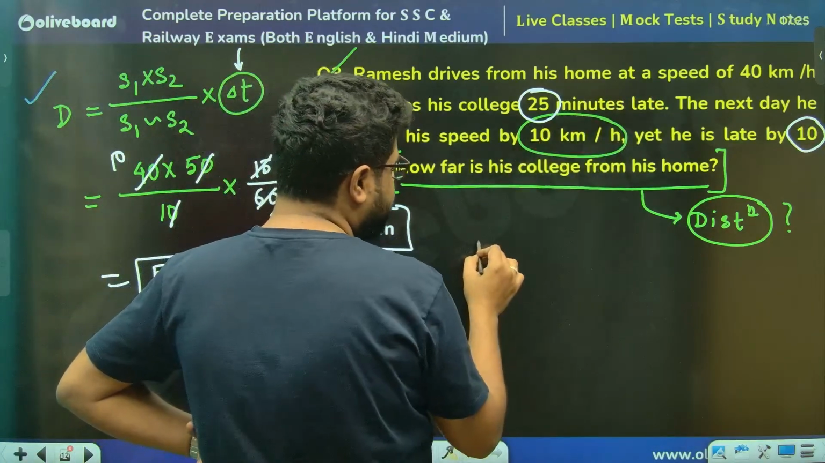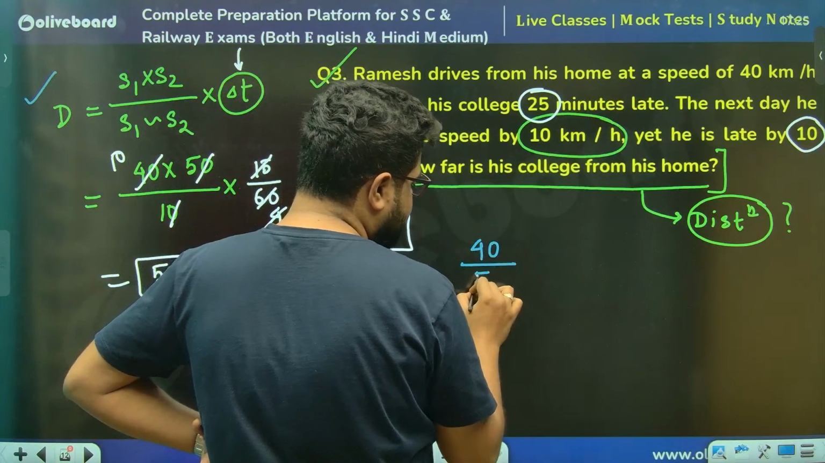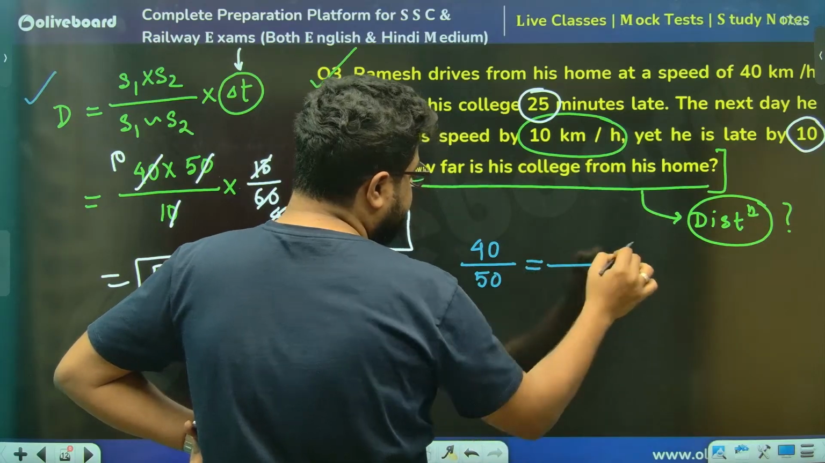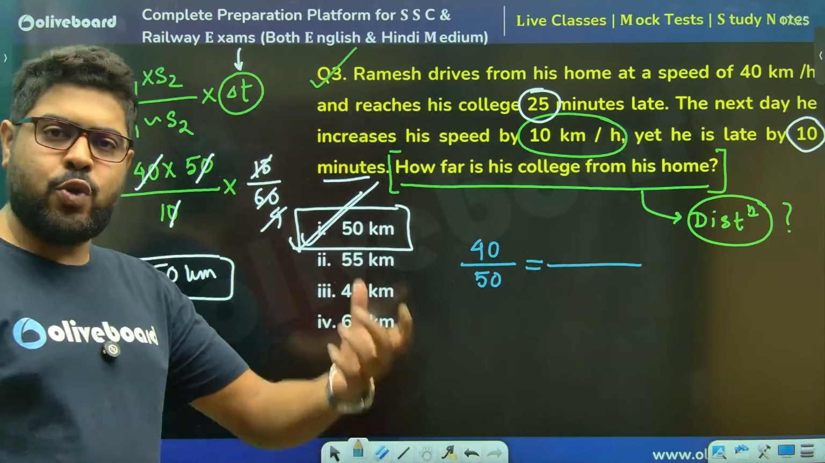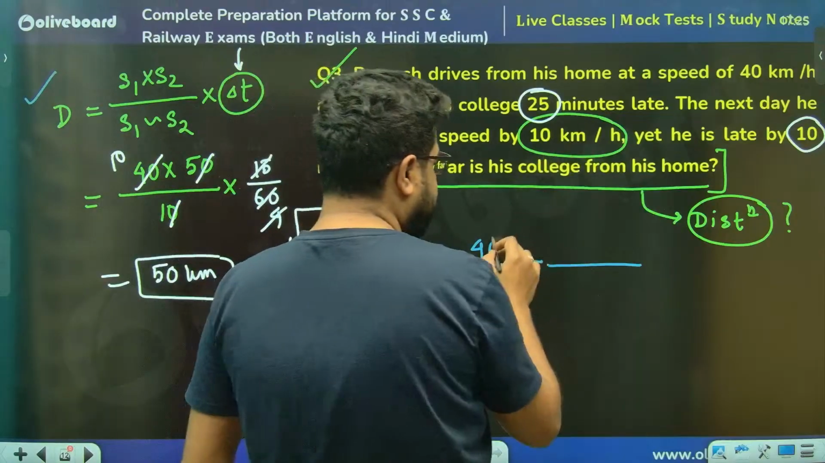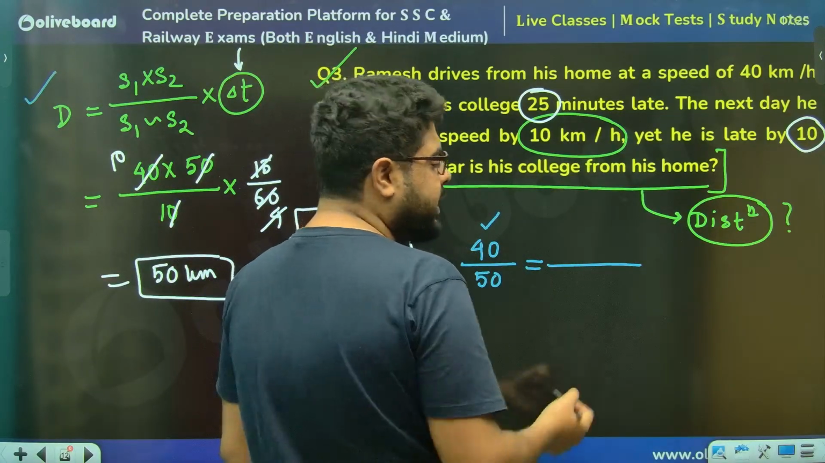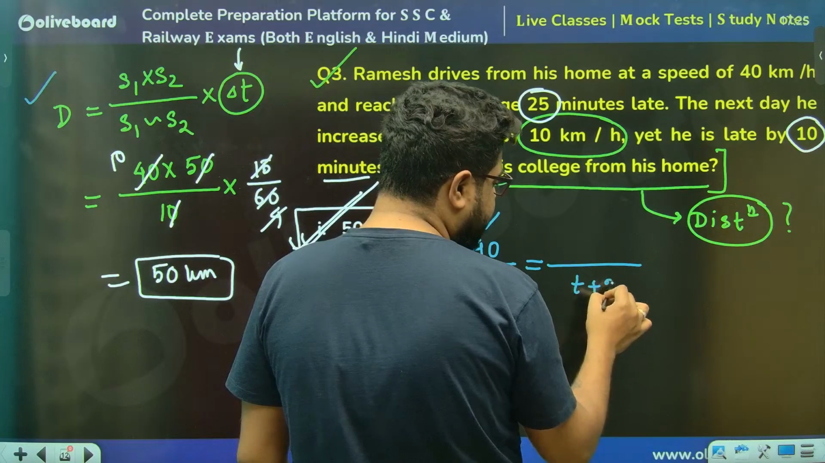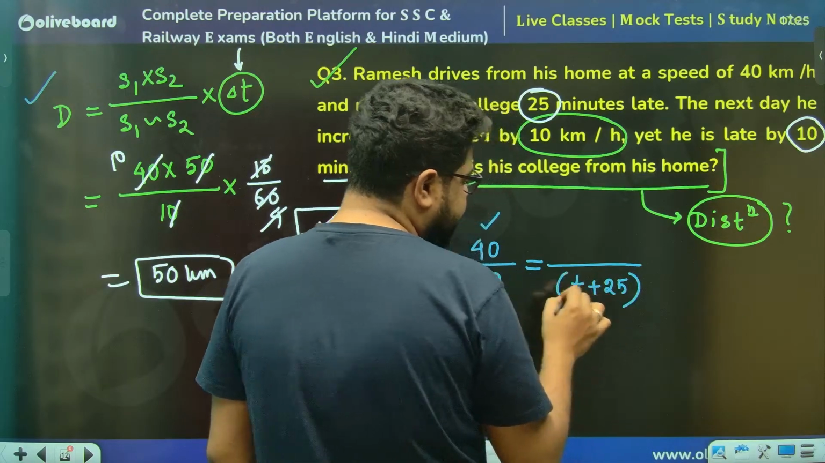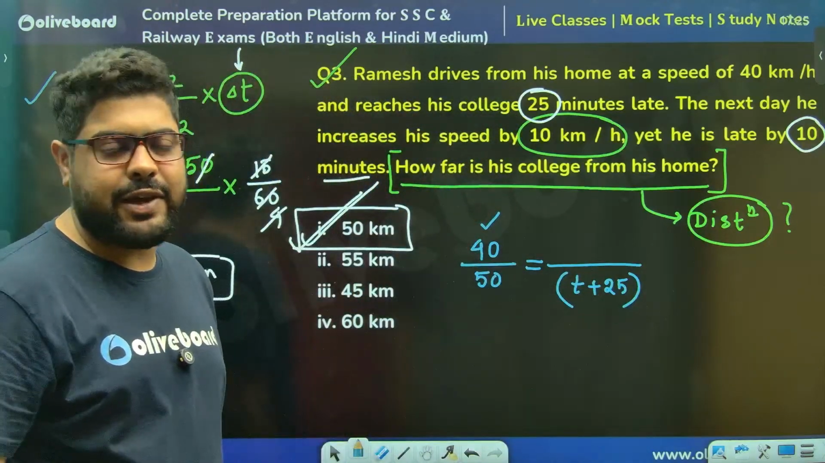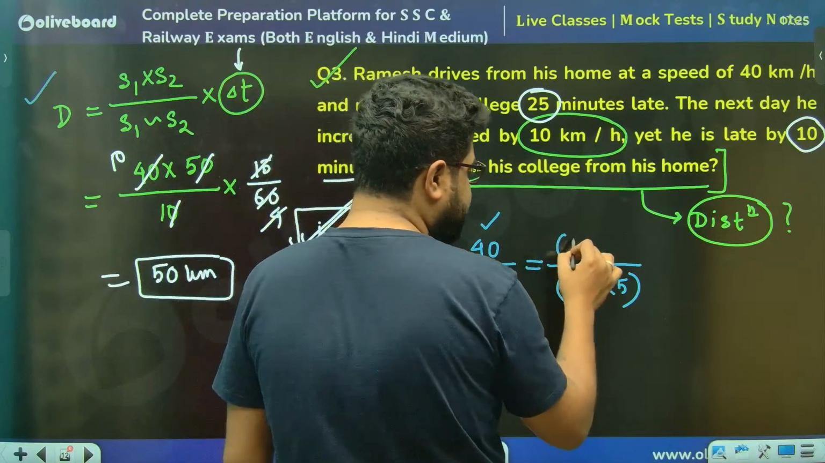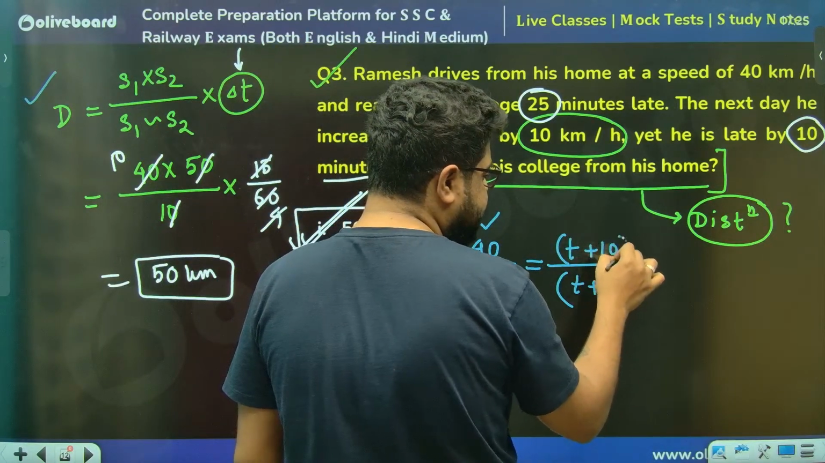Sir, S1 is 40, S2 is 50. T2 by T1, sir, the usual time will come out. First time, at speed S1, that is T2 by T1, so T1 is the denominator. He was late by 25 minutes, so how much time is he taking? T plus 25. And now, second situation, he is taking T plus 10 minutes.